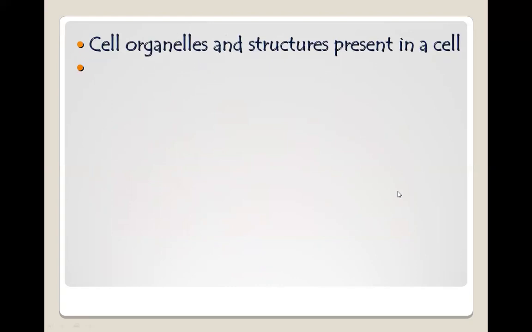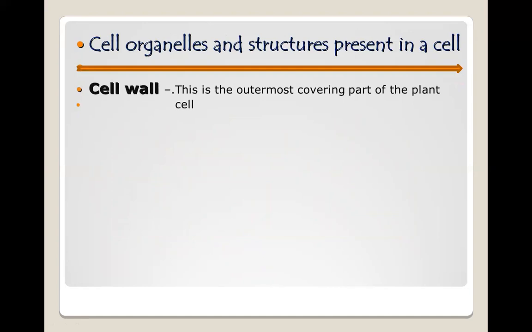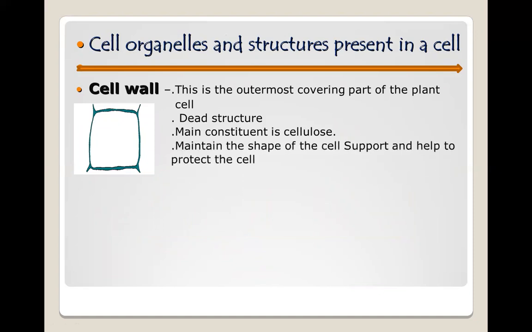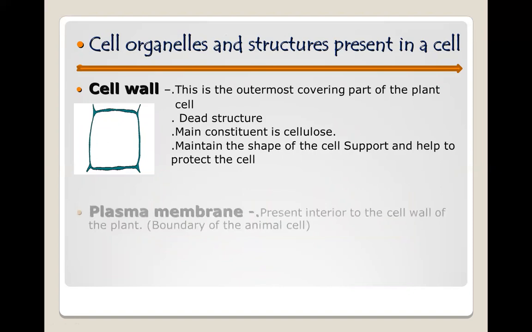Cell organelles and structures present in a cell. Cell wall. This is the outermost covering of the plant cell, and it's a dead structure, and its main constituent is cellulose. The main functions of the cell wall are maintaining the shape of the cell and providing support and protection to the cell.